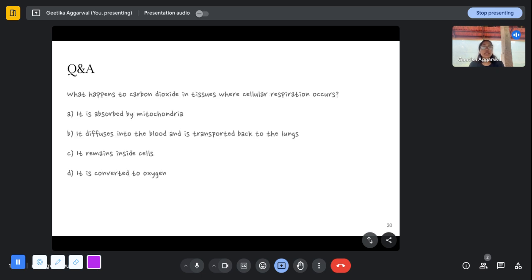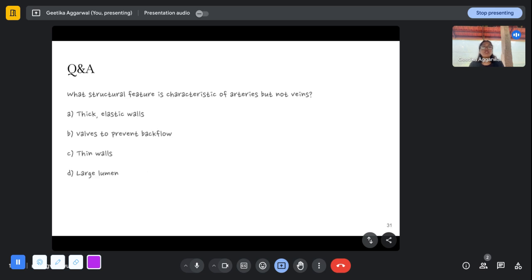What happens to carbon dioxide in tissues where cellular respiration occurs? So, what happens to carbon dioxide in tissues where cellular respiration is occurring? It basically diffuses into the blood and is transported back to the lungs. What structural feature is characteristic of arteries but not veins? Which of these following structural features are found in the arteries but not in the veins? It's actually thick elastic walls.